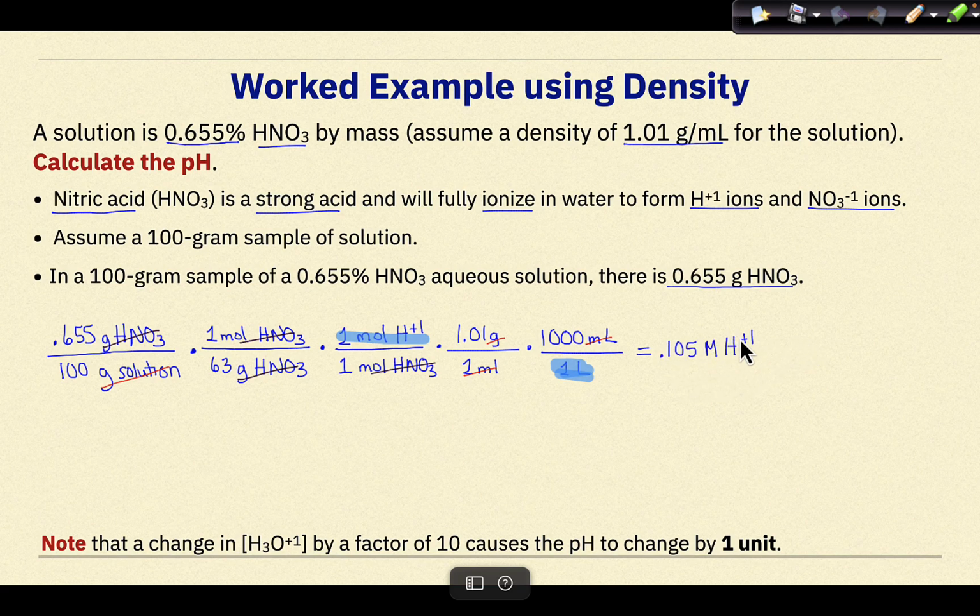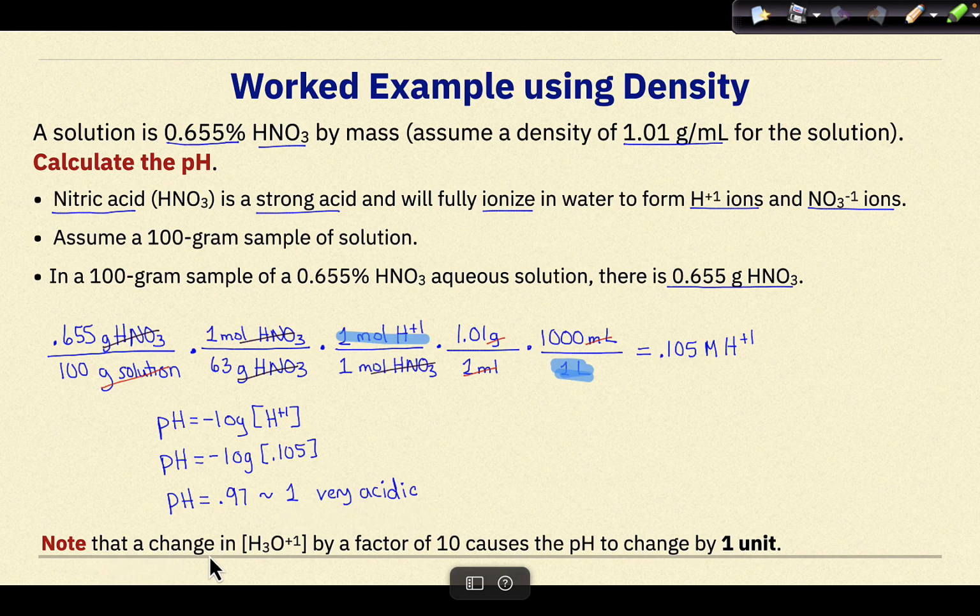Now that I have this concentration of hydrogen ions, I can calculate my pH. So I'm going to write my pH formula. I'm going to substitute in my values. I substituted in my value for my hydrogen ion concentration, and now I'm going to calculate the pH. So my calculated pH is 0.97, which I'm rounding up to 1, which means that this is a very acidic solution.